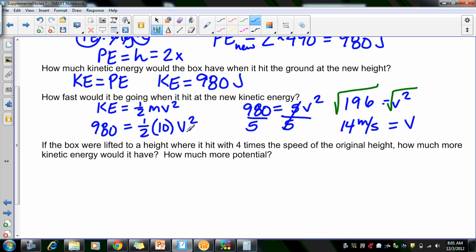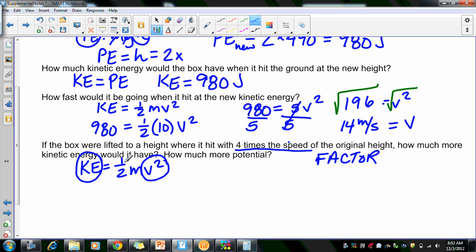If the box were lifted to a height where it hit with 4 times the speed of the original height, how much more kinetic energy would it have? So 4 times the speed implies it is a factor question. So speed, kinetic energy, we need to start with the kinetic energy equation. 1/2 mv squared. We are changing the speed. So this changes and the kinetic energy will change. This does not change, this does not change. You only keep what's circled.